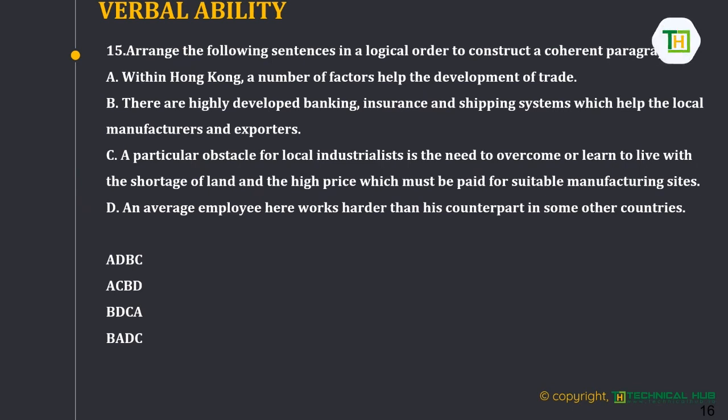Okay, a particular obstacle for a local industrialist is the need to overcome or learn to live with the shortage of land and the high price which must be paid for suitable manufacturing sites. An average employee here works harder than his counterpart in some other countries. Okay, so how can you arrange them? Previously, you had five sentences, but now you got only four. Okay, let us see what happens here now.